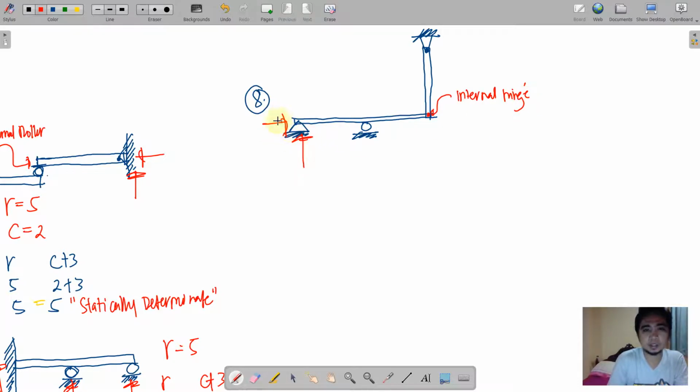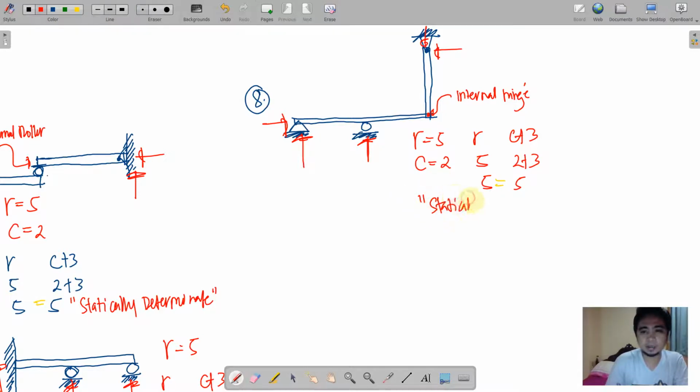So we follow the process. For a hinge external reaction, we have two. We have a single one here, and we also have two there. So all in all, R here is 3 plus 2, that is 5. And our C for an internal hinge is 2. Okay, so basically, if we are going to compare that now, our C plus 3, R is 5, C is 2 plus 3, that is 5, is equal to 5. So again, we have to put our judgment that this is statically determinate.